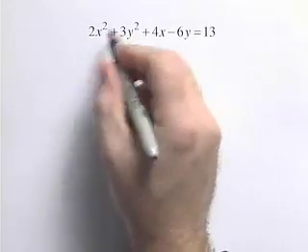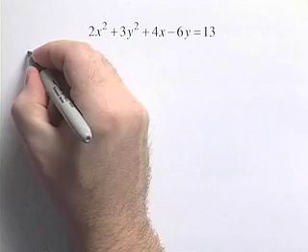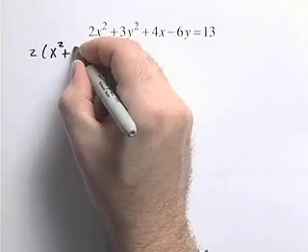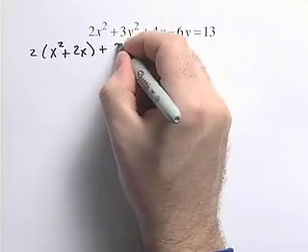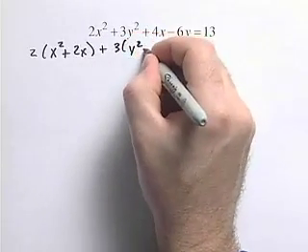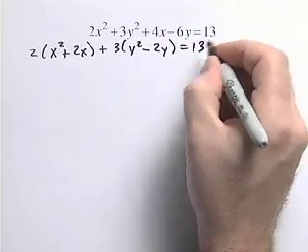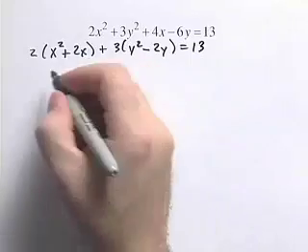So if we rearrange, group the x terms together and group the y terms together, we can rewrite this as 2 times (x squared plus 2x), grouped in parentheses, plus 3 times (y squared minus 2y) is equal to 13. And we can complete the square in x, and we can complete the square in y.